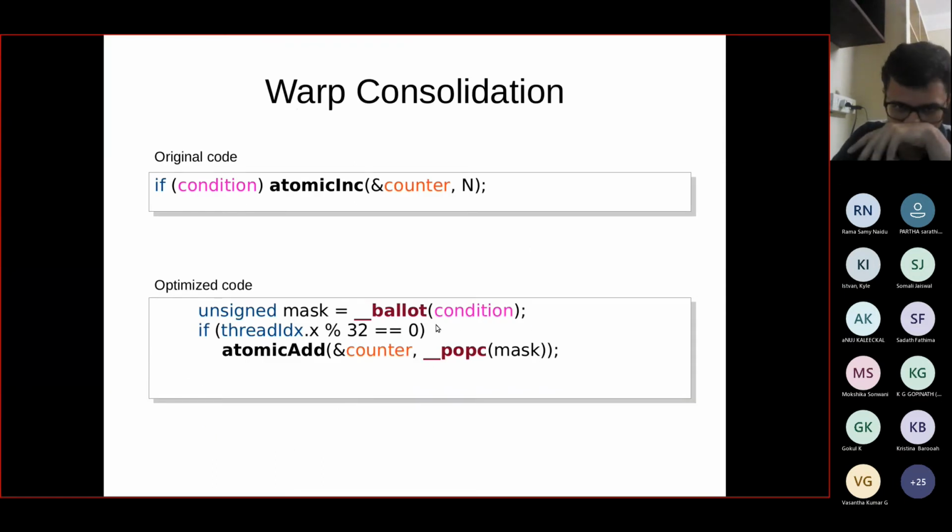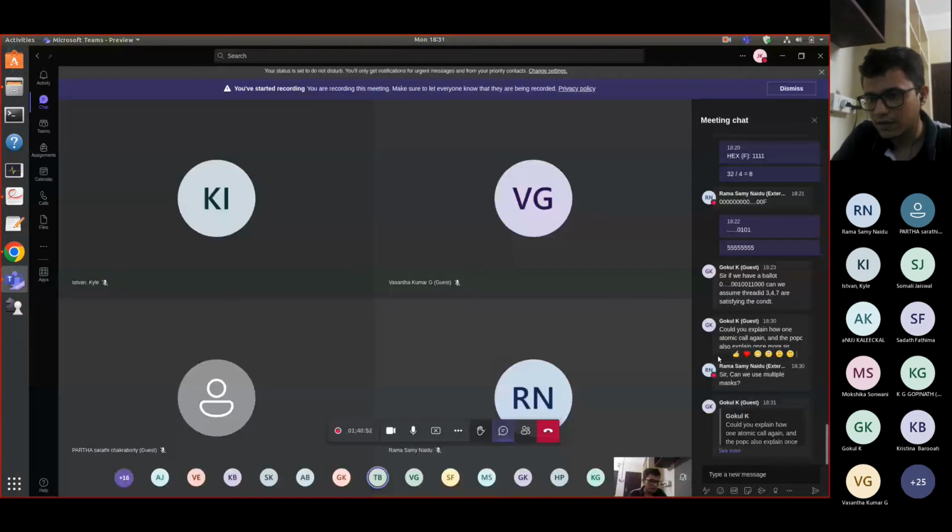So this POPC function is nothing but it counts the set bits inside this mask. What ballot does is, based on this condition, it will set the 32 bits. So let's say we have 32 warp threads, and based on whether this condition is being satisfied by a particular warp thread or not, it will set the bit inside that 32-bit binary number. And that entire thing forms a mask. And what POPC does is it just counts the number of set bits inside that mask. So I hope that part is clear. That question by Gokul is clear.